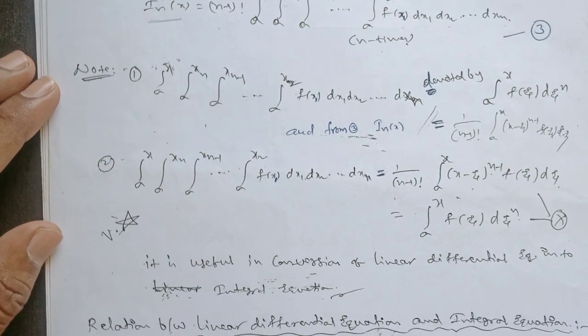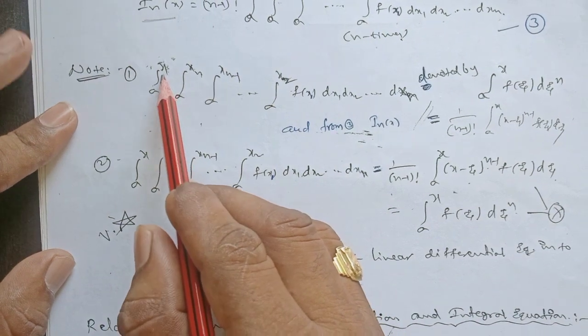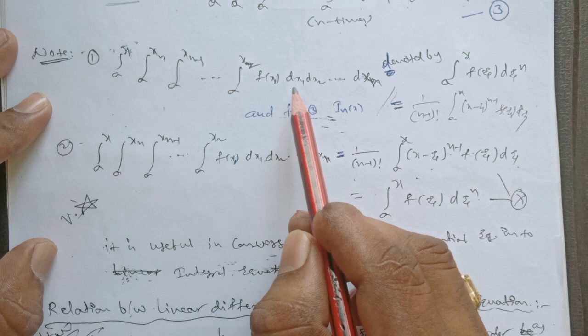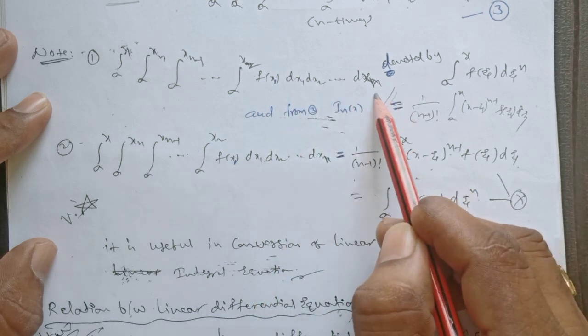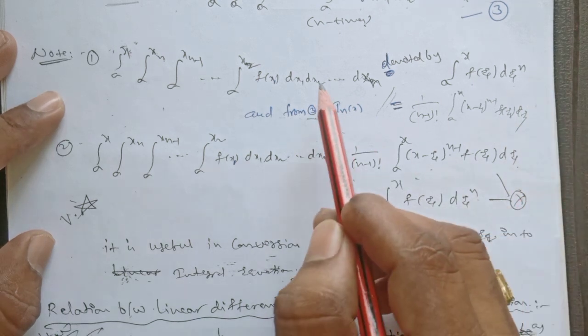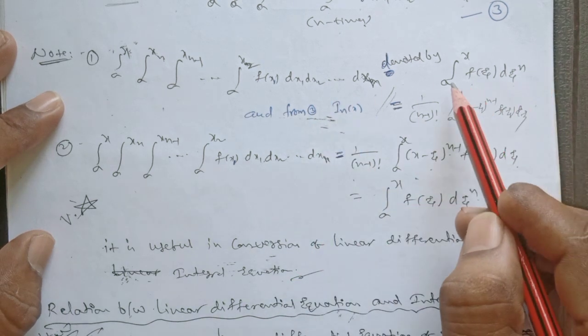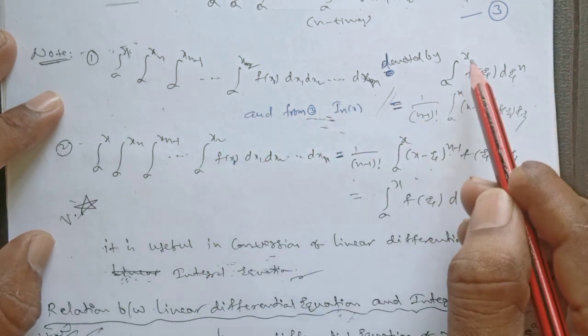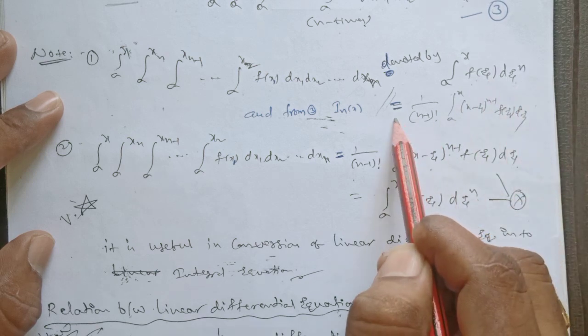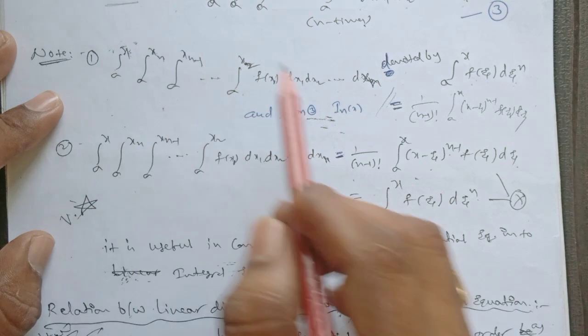Now remember these 2 points. The integration from a to x, a to x1, a to xn minus 1 and so on, a to x2, f of x1 dx1 dx2 and so on dxn, is denoted by this symbol: integral a to x f of xi dxi power n. Because of integration with respect to x n times, it is also denoted by integral a to x f of xi dxi power n, which is also equal to In x value from equation 3.